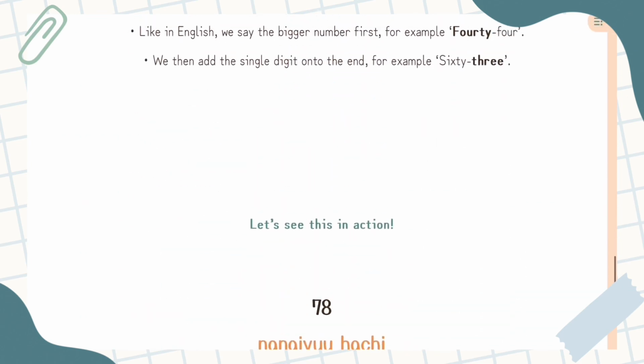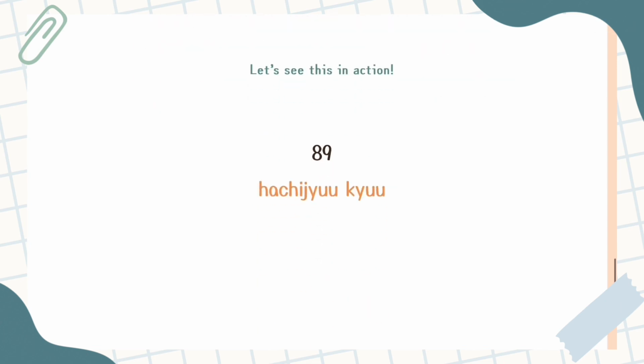Ta-da. Okay, I definitely can't read this fast. We'll try it and give it a go. So 12, juni. 23, niju-san. Okay, I can. 34, sanju-yon. 45, yonju-go. 56, goju-roku. 67, rokuju-nana. 78, nanaju-hachi. Basically, I'm going to stop there because that's not very useful. It's just going through the numbers very, very fast.